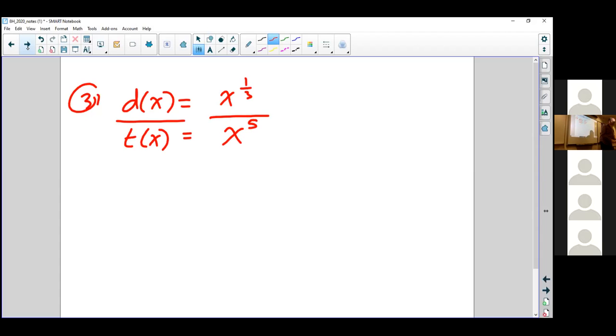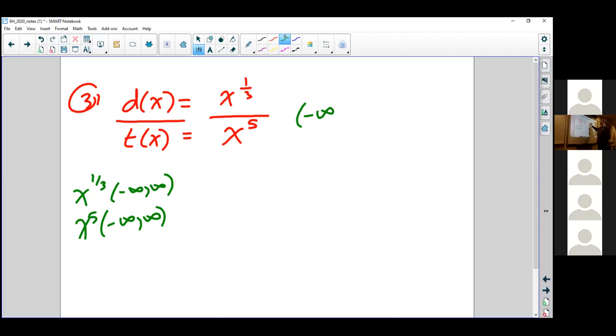Okay, so this right now, looking at, so if I just had x to the 1/3, it's negative to positive infinity for the domain. If I had x to the 5th, it's also negative infinity to positive infinity for the domain. Because I now have something in the fraction, I have an x downstairs. The only value that won't work downstairs is 0. So my domain for my answer becomes this.